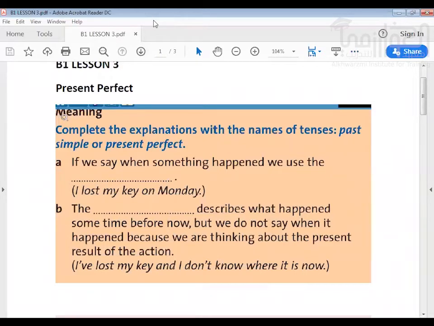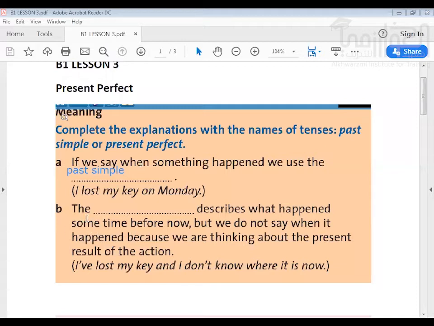And we can see that we say when something happened. We say the time is there, Monday. So when we add the time, we use the same past simple. We use the simple past. So the answer here should be the simple past, or the past simple. So we use the past simple when we say the time. When means the time, Monday.